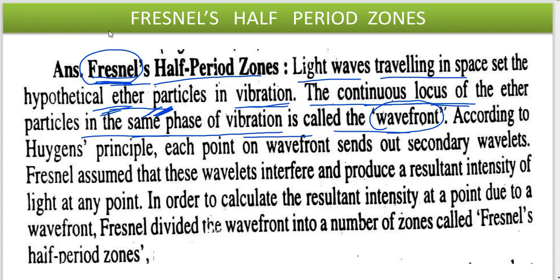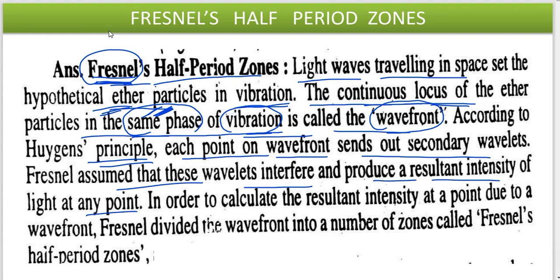That means in a wavefront, the particles are always vibrating in the same phase. That is the wavefront. And by using this wavefront, there is a principle known as Huygens principle. According to Huygens principle, each point on a wavefront sends out secondary wavelets. Then Fresnel assumed that these wavelets interfere and produce the resultant intensity of light at any point. Secondary wavelets and primary wavefronts are already discussed in Huygens principle. This is the brief idea about Huygens principle.